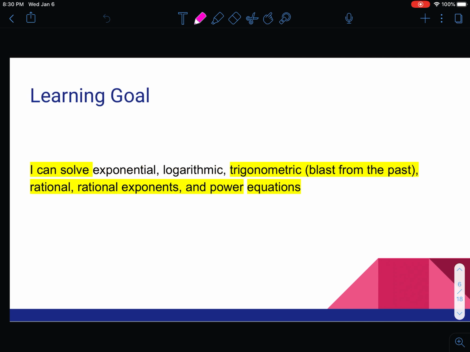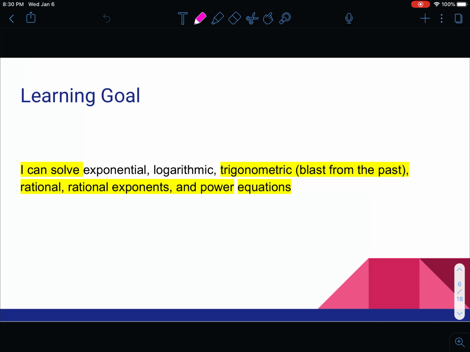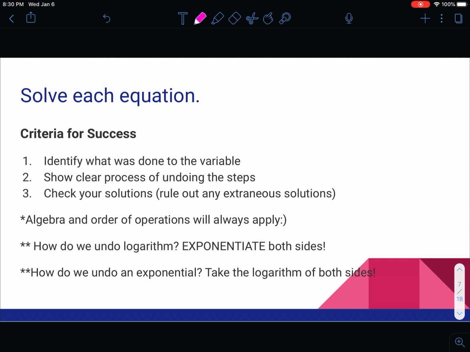Okay. So our learning goal is I can solve, and this is obviously something we've done a lot of last semester, rational functions, rational exponents, and power equations. So we're going to kind of wrap all that together in this learning goal. Same criteria for success.